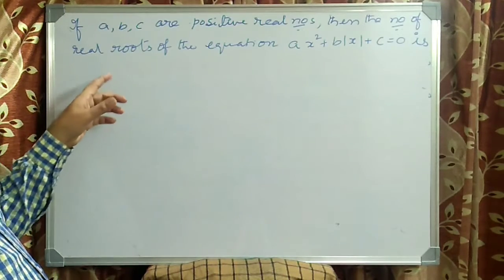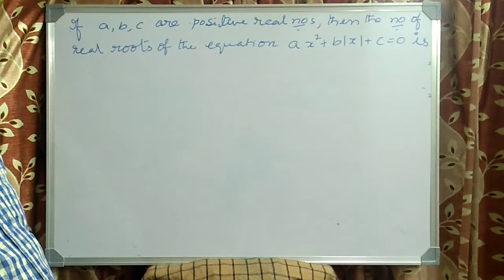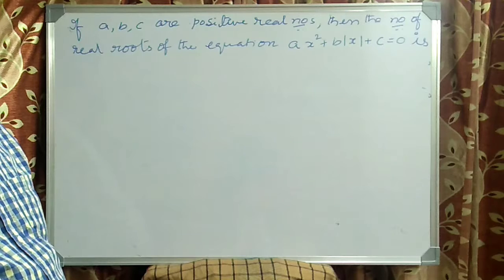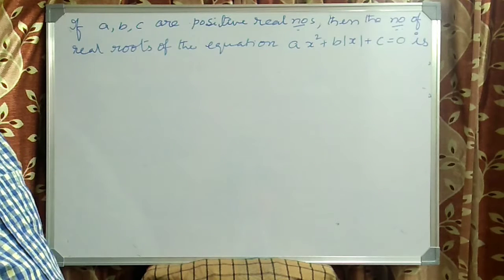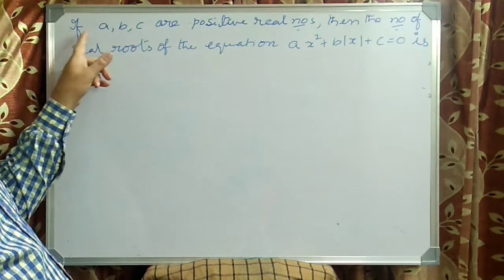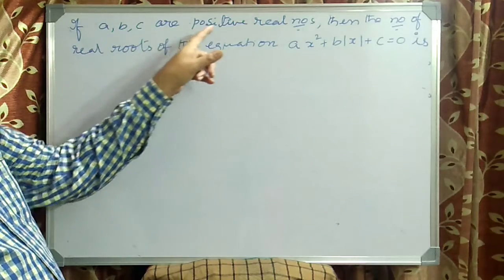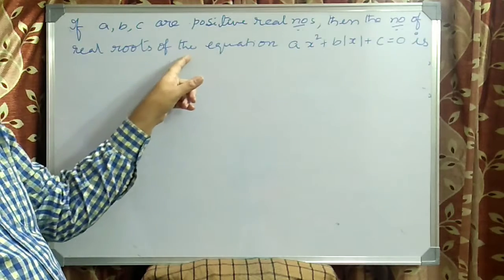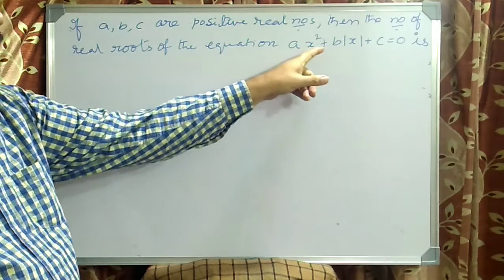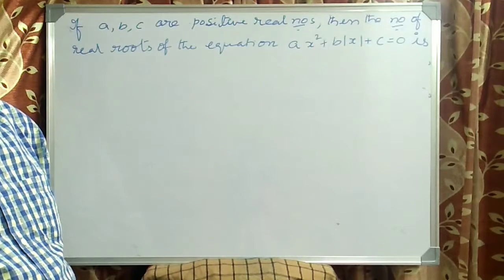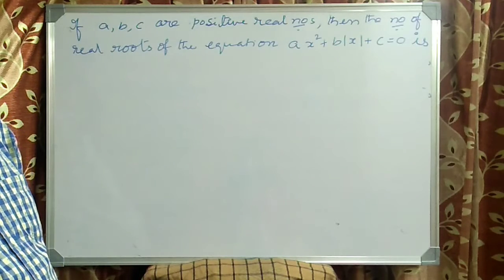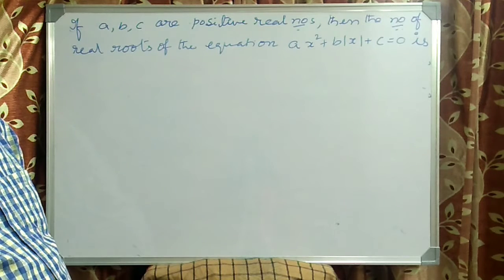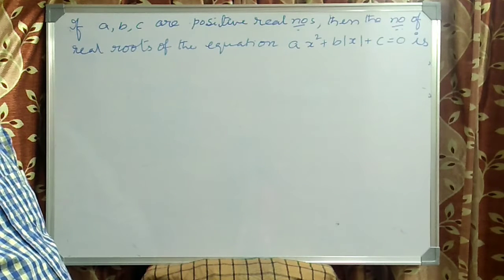I would like to deal with another question concerned with the common sense or basic properties of quadratic equations. Now the question is, if a, b, c are positive real numbers, then the number of real roots of the equation ax square plus b mod x plus c is equal to 0. I am asking for the real roots only, so I cannot put any imaginary value here.